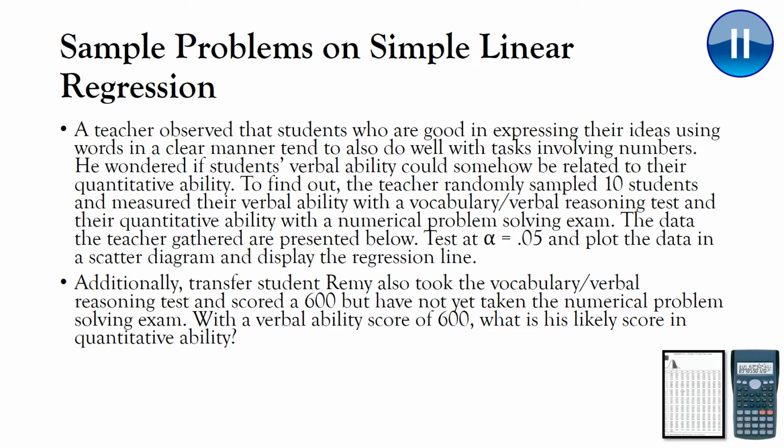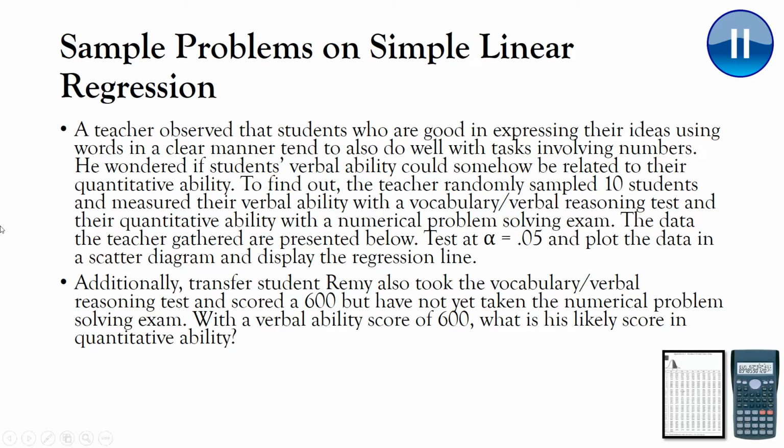Now we need to test this at 0.05 and plot the data in a scatter diagram and display the regression line. Now, as an additional thing, a transfer student named Remy also took the vocabulary and verbal reasoning test, and he scored 600 in that test. But he has not yet taken the numerical problem solving exam. Therefore, he has no score on quantitative ability, only verbal ability. Now, with a verbal ability score of 600, what is his likely score in quantitative ability?